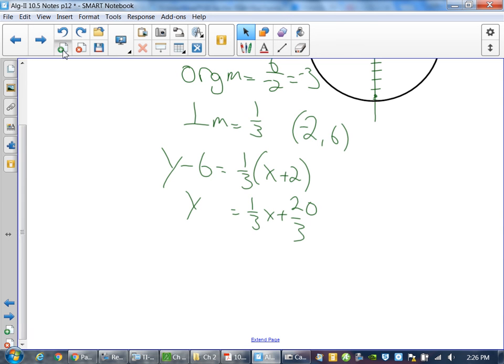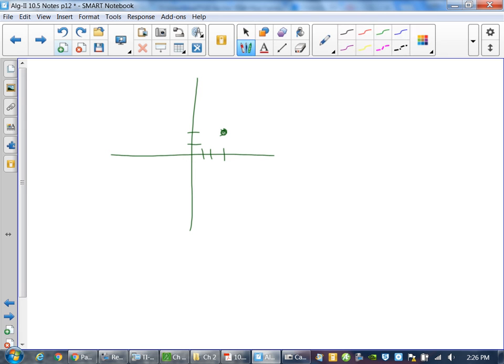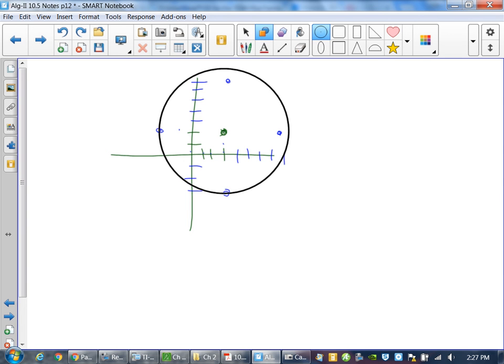If you have a circle, let's say you have a circle that's centered at 3 and 2, and let's say it had a radius of 5. So let's see, 1, 2, 3, 4, 5, in each direction. So if you have that, and let's say your point on the circle was here, you would just have to find the slope between those 2 points.